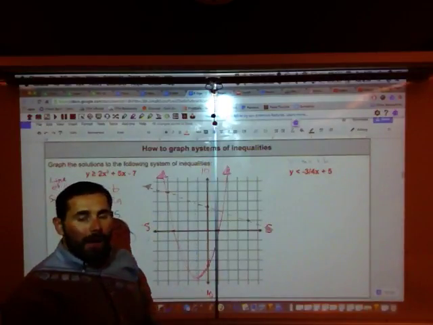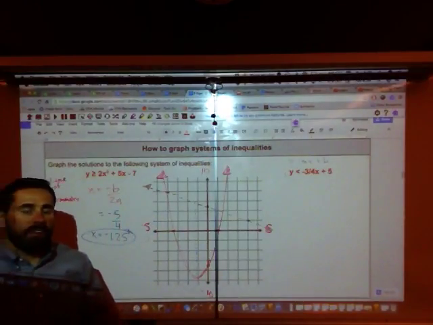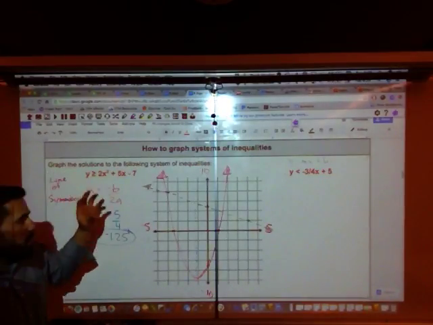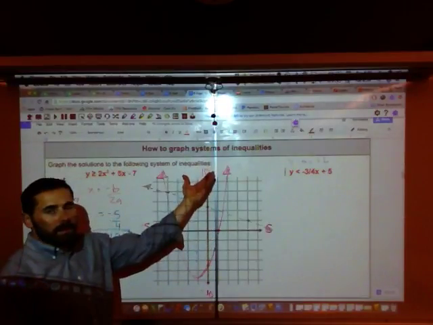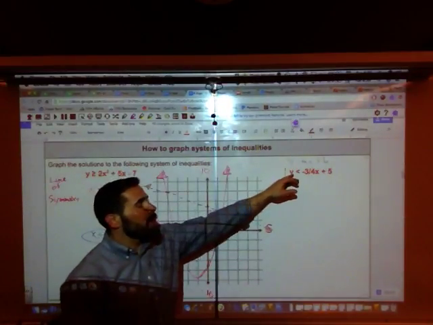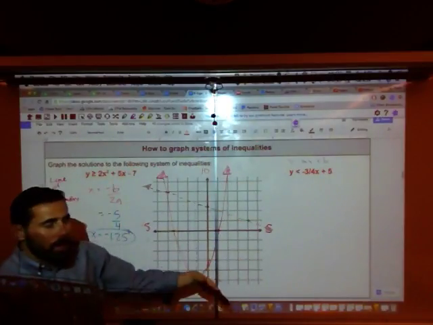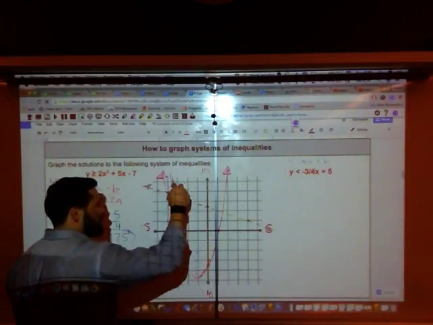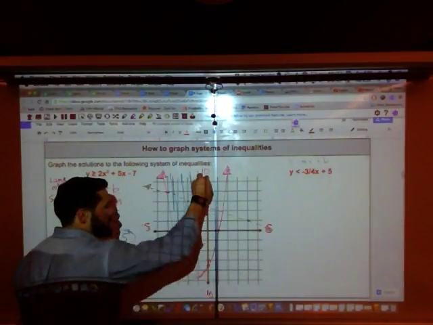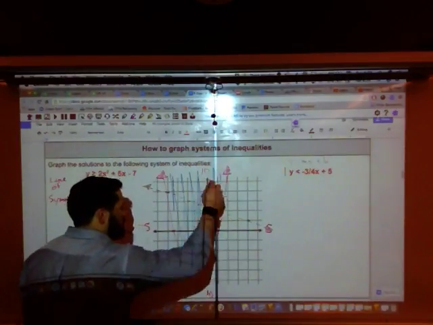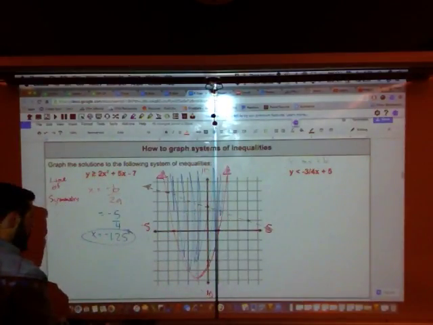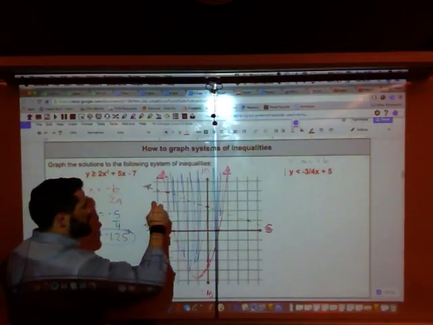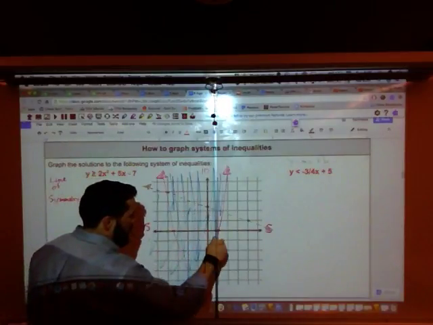So there we go. I got both boundary lines graphed, but now I have to cover the shaded regions. It was supposed to be greater than, so I should have everything above this parabola. And right here, it's less than, so that should be everything below the line. So above the parabola looks like this. Below the line looks like this.